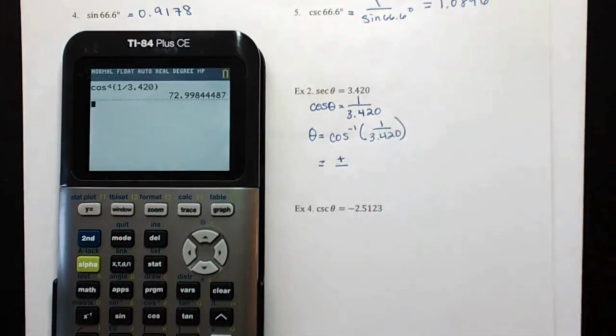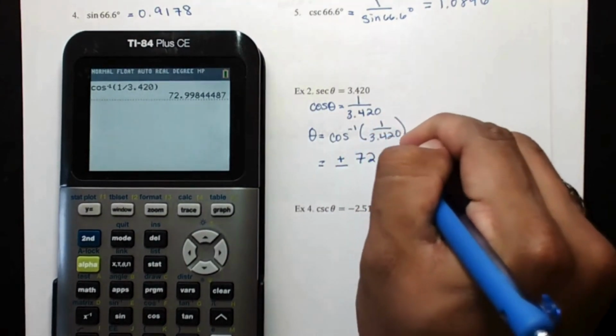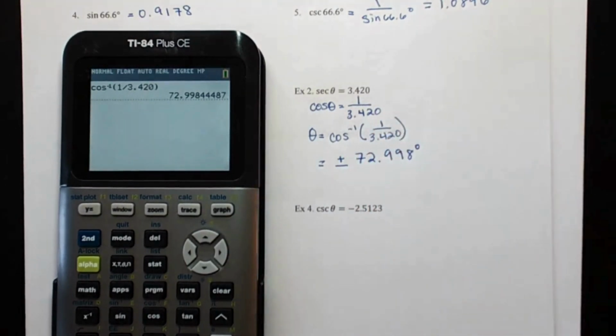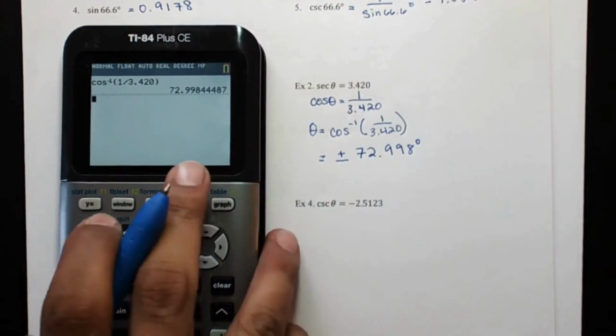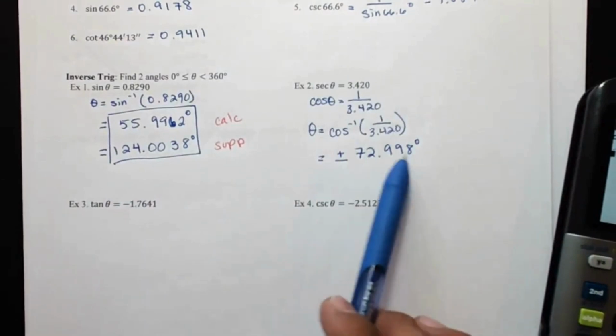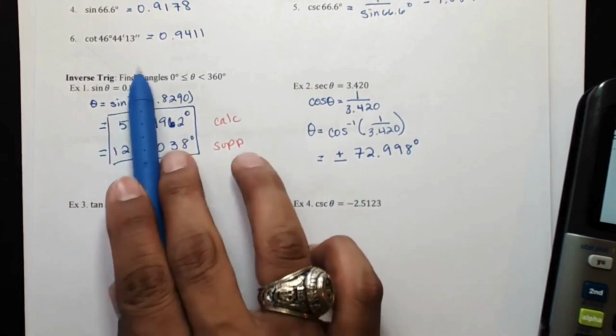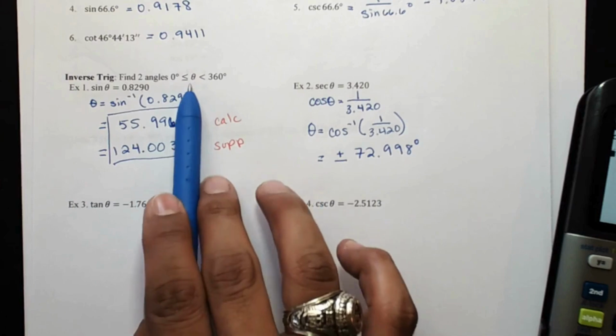So for cosine inverse, like the rules we said on the top, on the bottom, our two answers are just plus or minus this. Now, if we didn't give you any restrictions on your answers, box that in and you're done. However, we need to find two angles that are between 0 and 360.